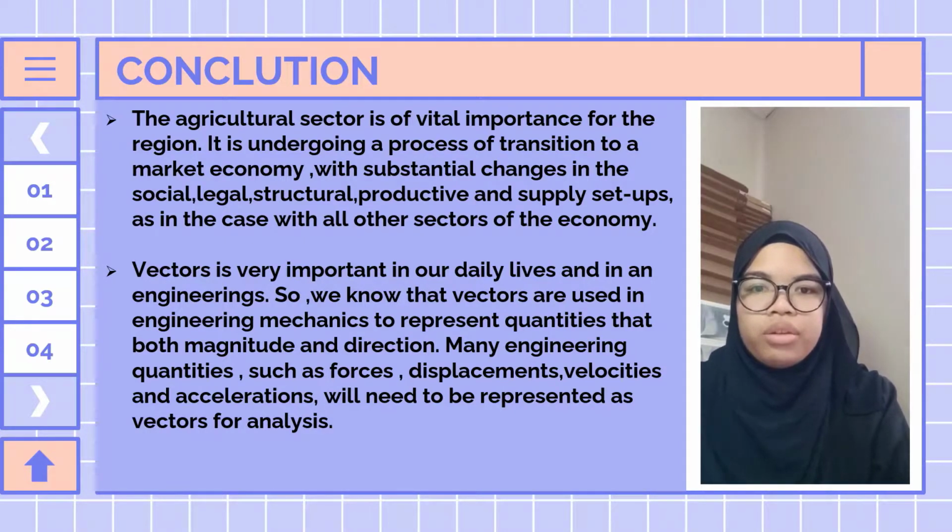Conclusion: sector and vector in agriculture. The agriculture sector is of vital importance for the region. It is undergoing a process of transition to a market economy with substantial change in the sociological, structural, productive and supply setup, as in the case with all other sectors of the economy.